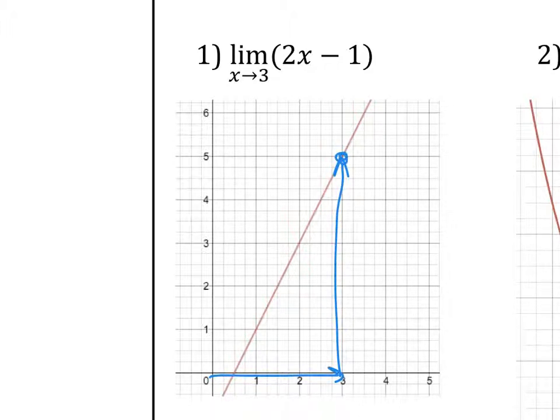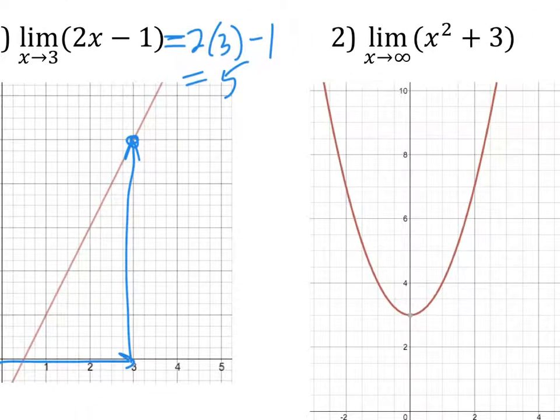Now, this one is very easy where you can just plug in. When x is going to 3, it's just 2 times 3 minus 1, so that is 5. First step in finding limit, just plug it in. Most of the time, you can just get the answer without doing much work.